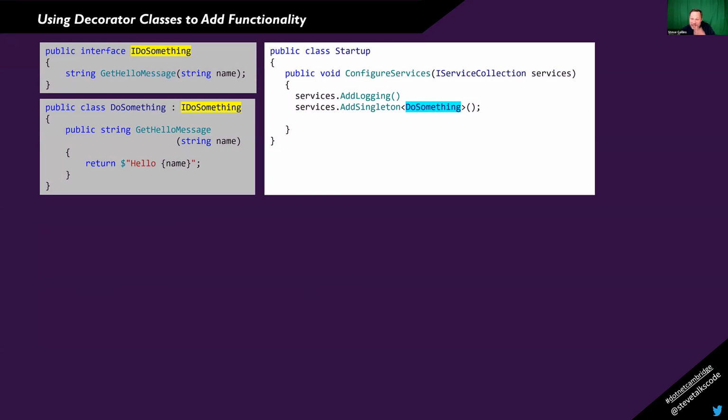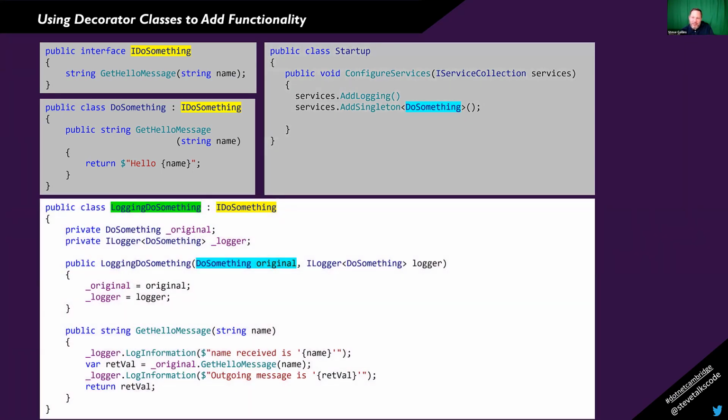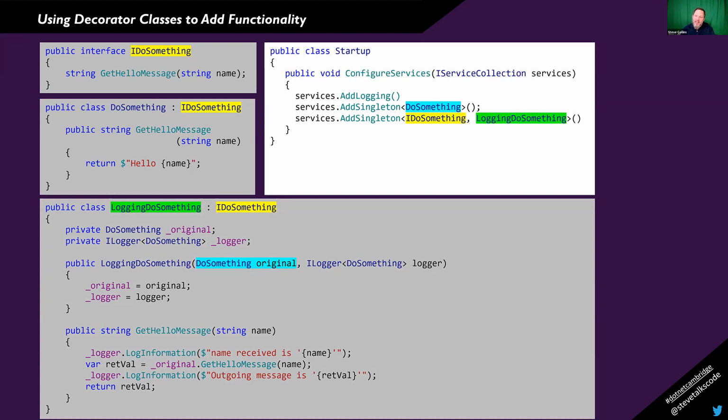So first we register the class as a concrete type and not through its interface. Then we have a decorating class called LoggingDoSomething that takes the registered original class and also requests an instance of ILogger. It then re-implements the GetHello method, this time with code that intercepts the input and output of DoSomething's version and then writes these out to a log. We then go back and register the new LoggingDoSomething against the IDoSomething interface, which is used by the consumers.